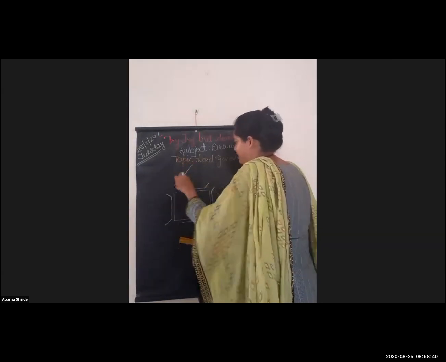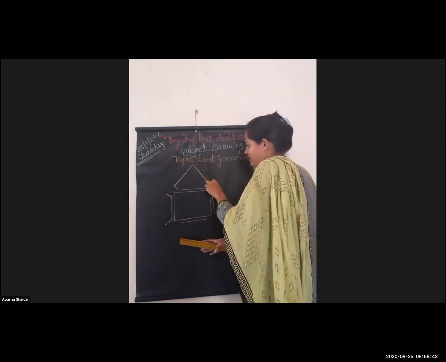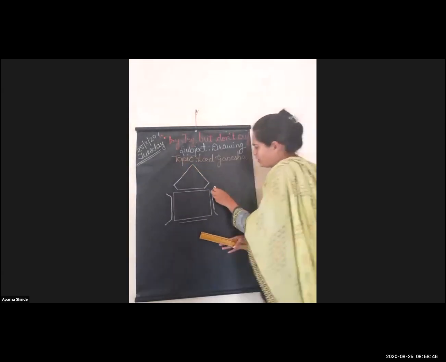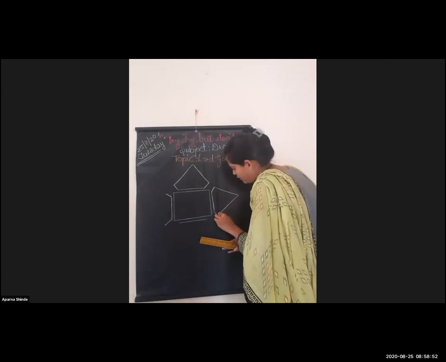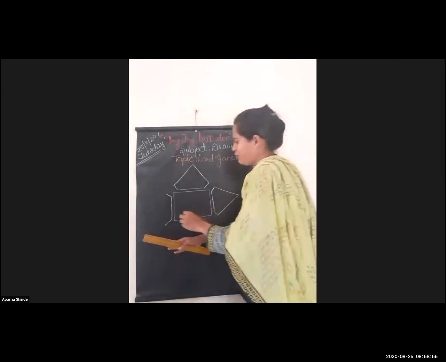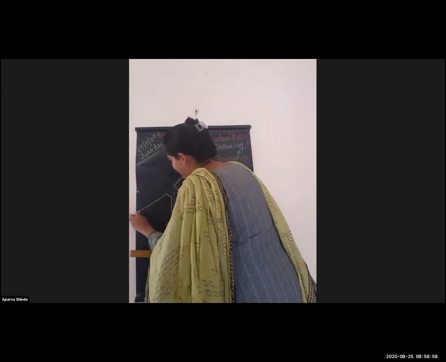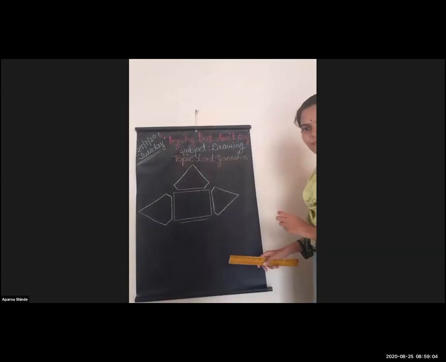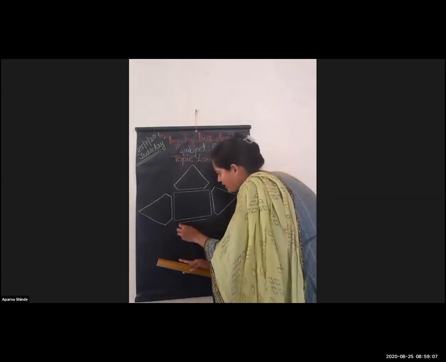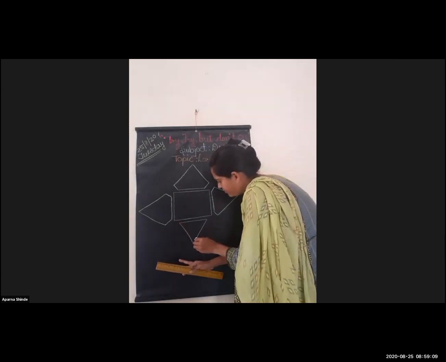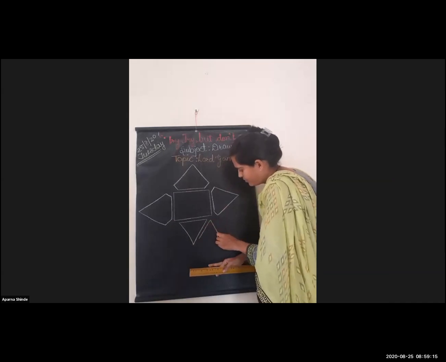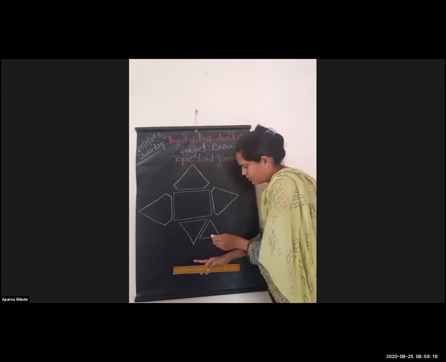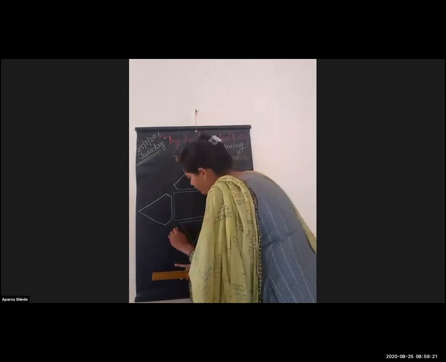Draw one more slanting line and here also one more slanting line. Draw here also one slanting line and draw here one more slanting line. Same way here also we have to draw one slanting line and draw here one more slanting line. Okay. Now here we will draw a triangle. Draw here one more triangle. And draw here one triangle.